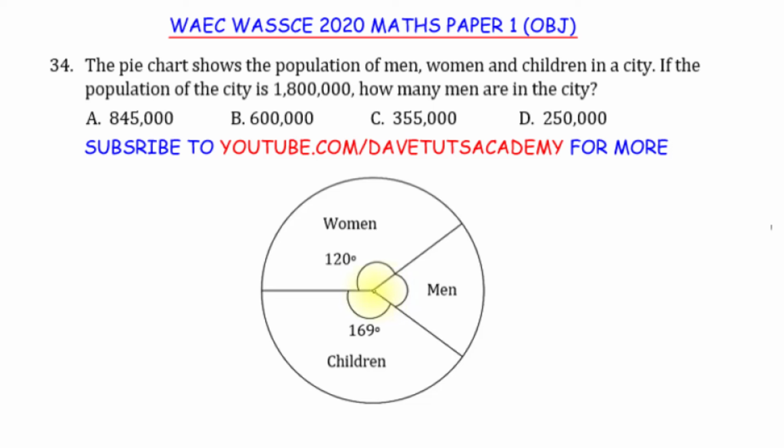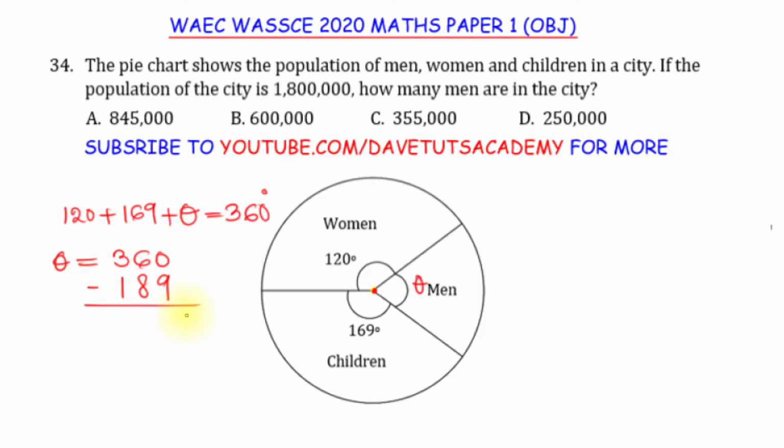By reason of the understanding of angles at a point, we know that angles at a point add up to 360 degrees. So we can say 120 degrees plus 169 plus theta, the angle for men, will be 360 degrees. However, theta in that case will be 360 minus the sum of 120 and 169.